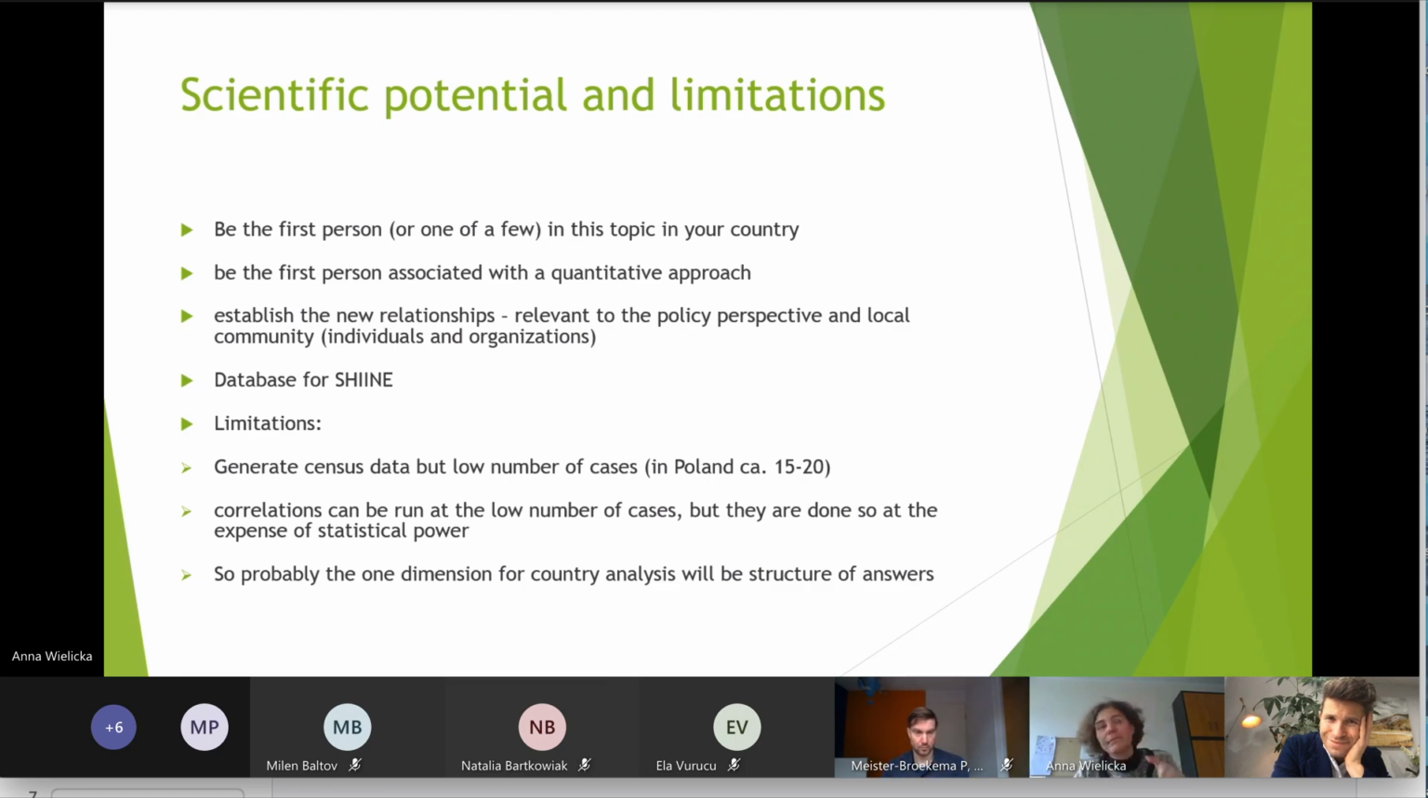And the next thing, what is the scientific potential, and what are the limitations of this kind of studies? First of all, it's a topic which is, I would not say a niche, but it's not very popular. So in many countries, especially those in Eastern and Central Europe, it could be that the person involved in this research will be the first person in the country linked with this topic, especially with this quantitative approach, as I said, which is not present yet.